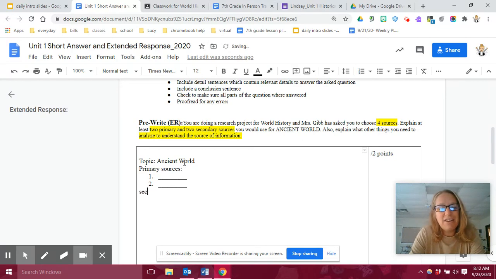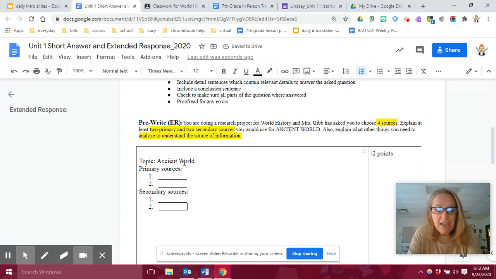And then I'll do secondary. Same thing. I'm going to do a 1 and a dash for you. You obviously are going to fill in the words here. I'm just leaving this blank for you so you can see it. All right, so a 1 and a 2. So we have our topic, the primary and secondary sources.